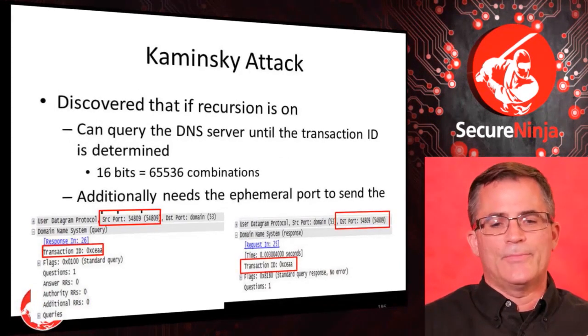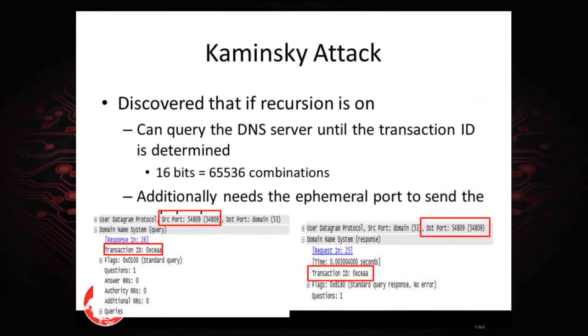Here's the Kaminsky attack. He discovered that if recursion's on, we can query the DNS server until the transaction ID is determined. It's typically 16 bits, which is 65,536 combinations. So we also need the ephemeral port or the transient port that is being used for the query. Okay? So as you look at the example there, we have the source port, 54809, destination port, and we also have the transaction ID. So the 16-bit field, the transaction ID, and the ephemeral port, because ports are 16 bits if you may recall, 65,536, 0 to 65,535. So because of that, it's 16 bits.